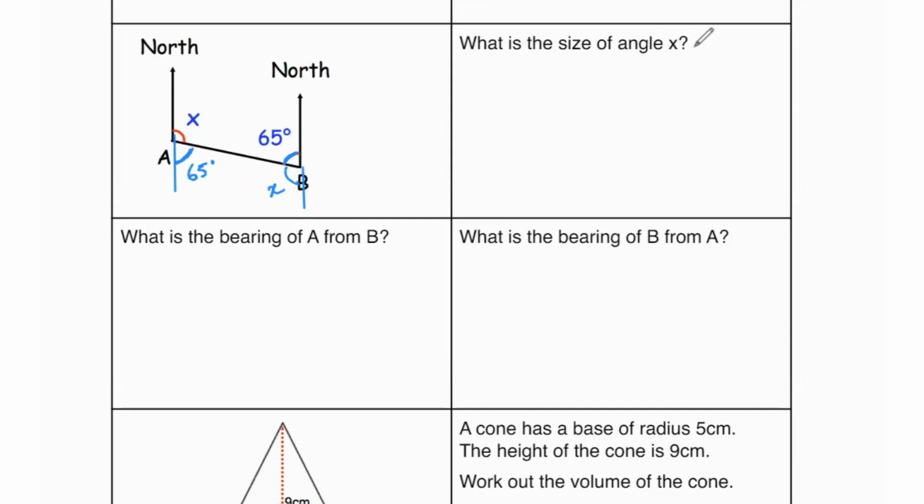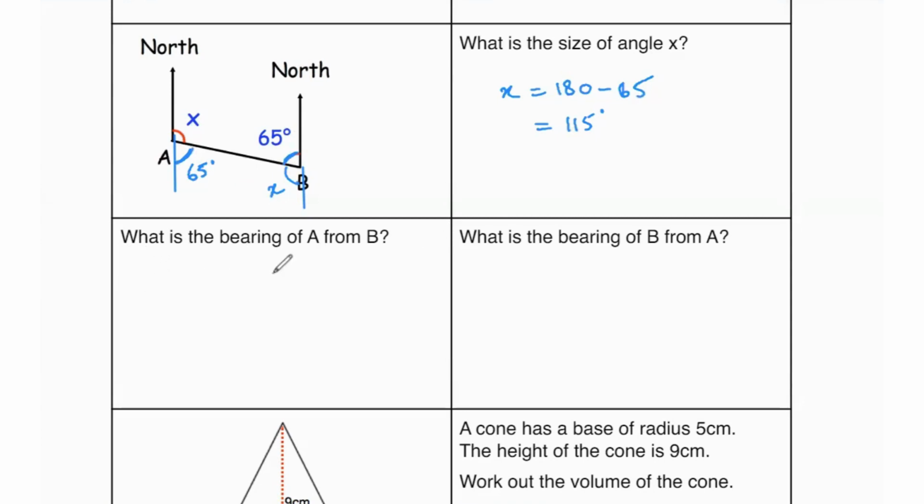So what is going to be the value of angle x? Since this is a straight line and x and 65 are supplementary angles, which means x is going to be the difference of 180 and 65, which is 115.